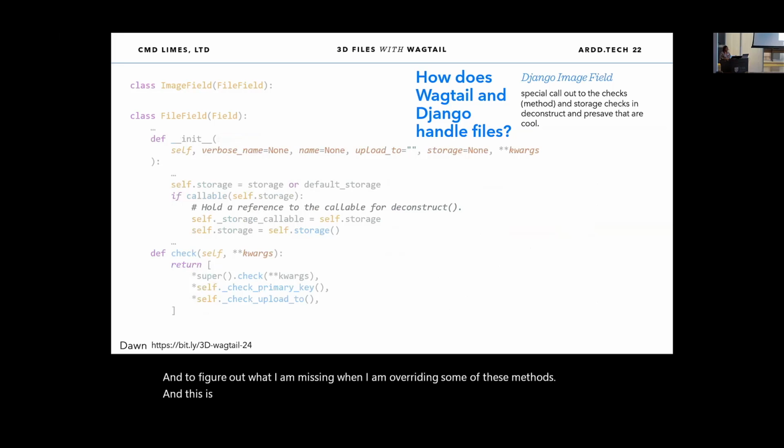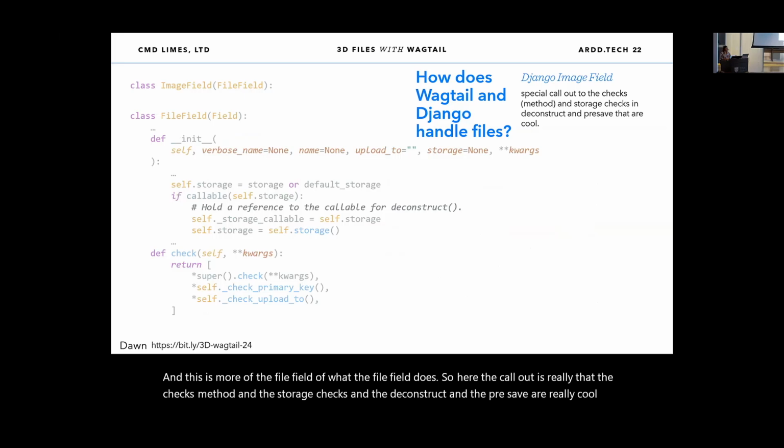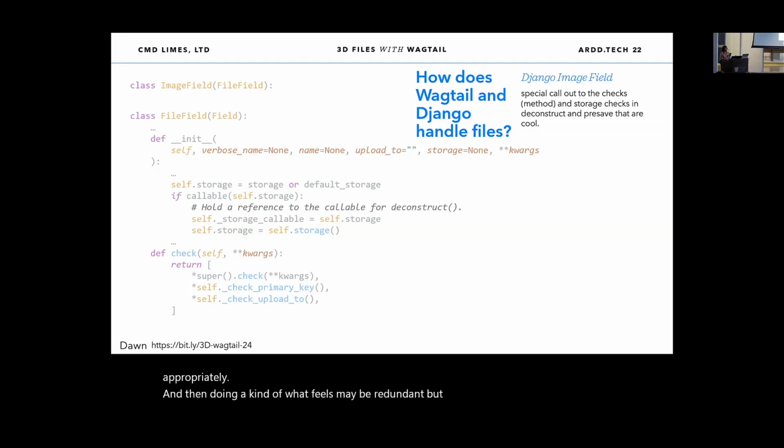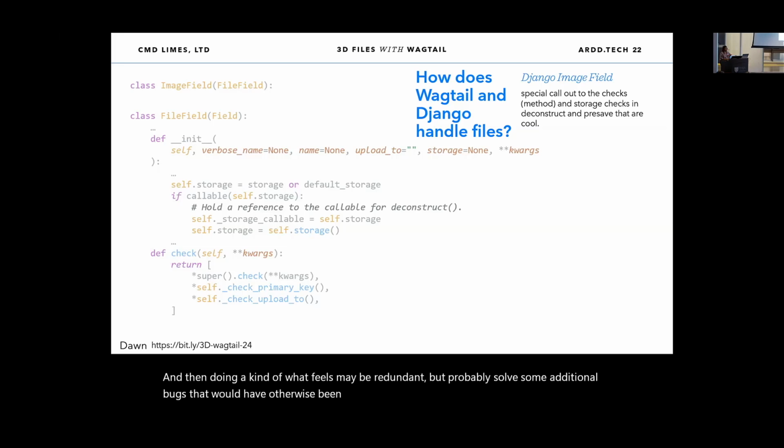And this is more of what the file field does. So here, the call out is really that the checks method and the storage checks and the deconstruct and the pre-save are really cool. I wouldn't have known to do some of these things. For example, we have self.storage equals storage or default storage. Then we're making it, if it is callable, right? So we're going to have different types that are sometimes callable, sometimes not callable. You are assigning it appropriately and then doing something that feels maybe redundant, but probably solved some additional bugs that would have otherwise been raised, where you're assigning self.storage equals self.storage with that deconstruct.